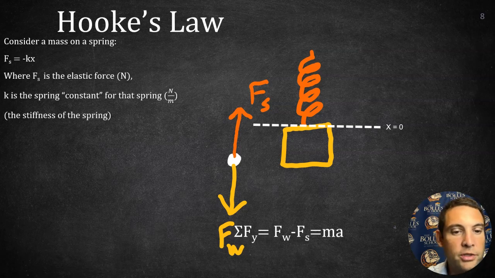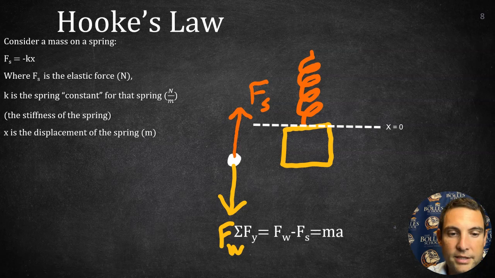where Fs is the elastic force measured in newtons. K is my spring constant for the spring. That is the springiness of the spring, or the stiffness. The higher the number, the stronger or stiffer the spring. That also is only constant for a specific spring. If you change the spring, you are also likely changing the spring constant. So that's why I put constant in quotation marks. It's only constant for an individual spring.